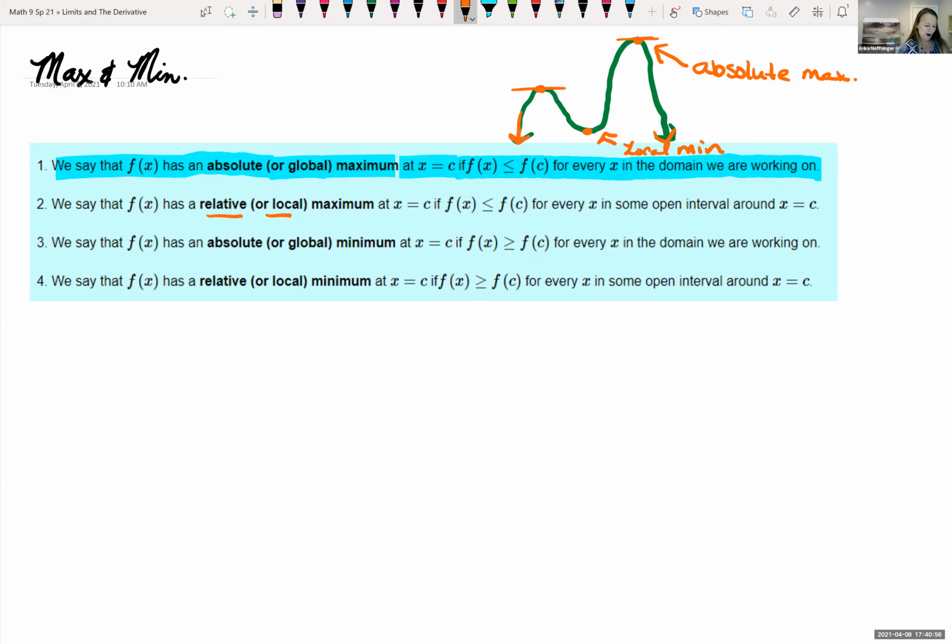I'm just used to calling it local, but again, some books call it different. So it could be called a relative. This would be a relative or local max.